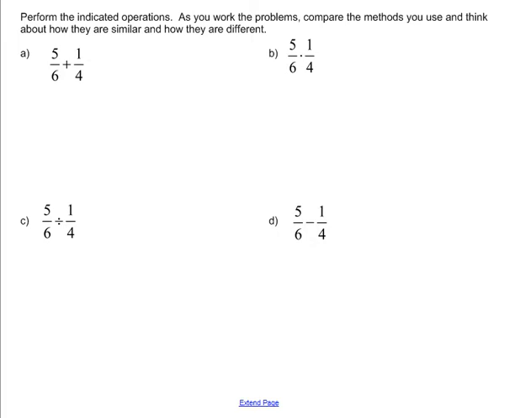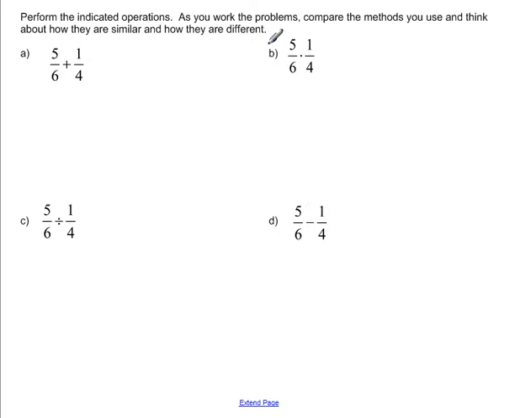Perform the indicated operations. As you work the problems, compare the methods you use and think about how they are similar and how they are different. So we want to be bringing together all the different things that we've learned about fractions, the different operations in this problem, because we're going to have to do one of everything. Our first problem is going to be addition, and then we're going to multiply, then we're going to divide, and then we're going to subtract.